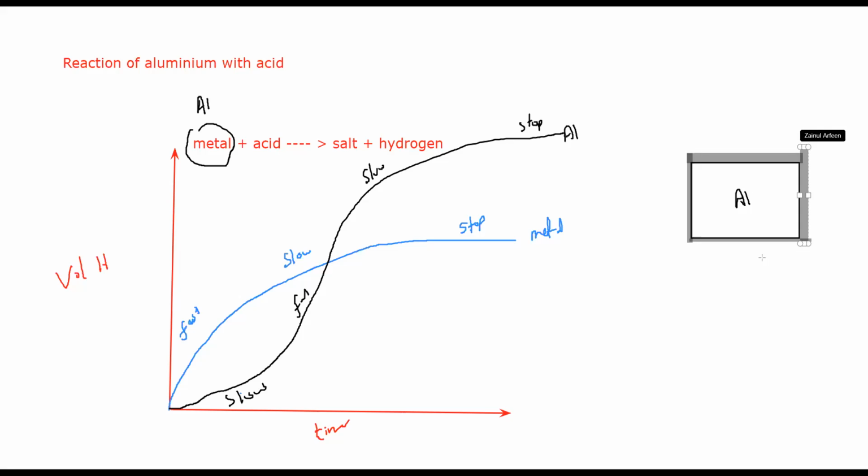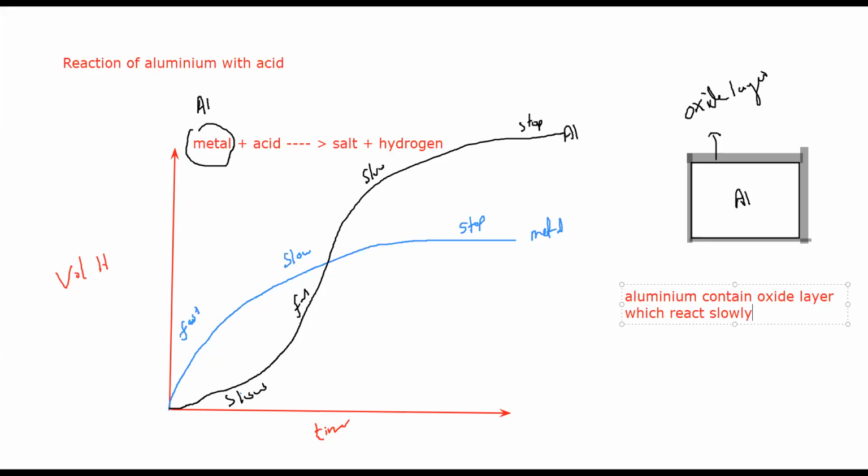So what is the reason why in the beginning the reaction is slow? Because aluminium contains an oxide layer. The shaded part is representing the oxide layer on aluminium. This oxide layer does not allow aluminium to react, so it reacts slowly with acid. Once the oxide layer is removed, the reaction speeds up.